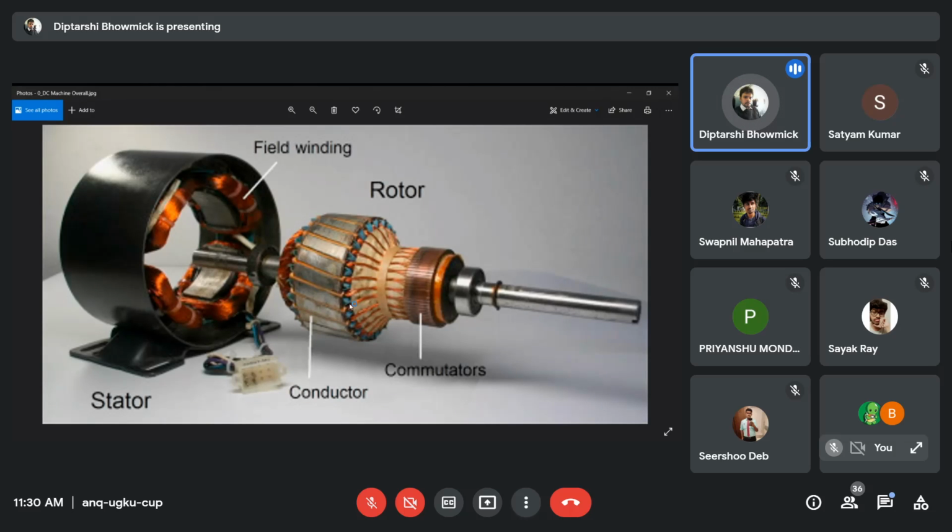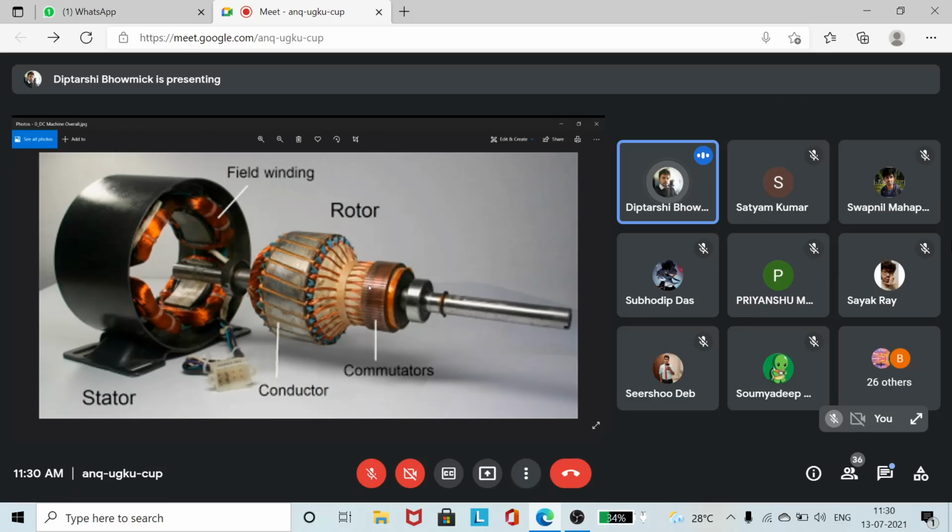These are the conductors that I am saying, the brown things are the conductors. Okay, now if you see the cursor, there are some separated brown parts over here, isn't it? So these are known as the commutator. Every winding is connected to one commutator. Clear? And in between two commutators there is insulation.